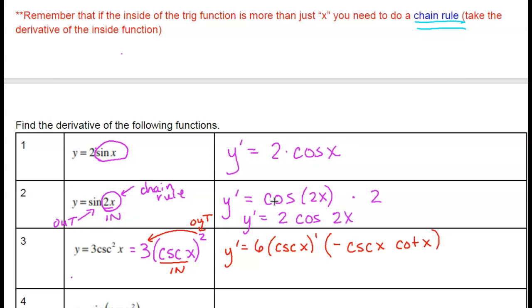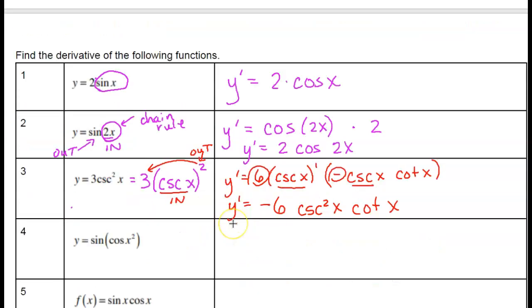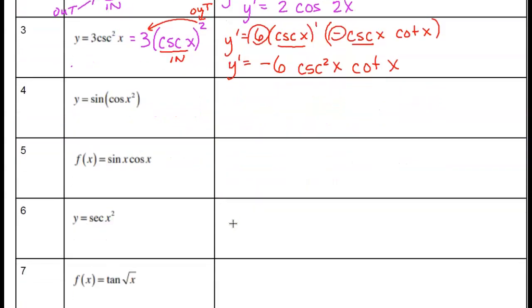All right. And now we just clean up what we can. There's not much, but I can take this negative and multiply it by the 6. And then I do have 2 of those, so we're going to put those back together. And so it's kind of odd. Wait, the derivative of 3 cosecant squared x is negative 6 cosecant squared x cotangent x. I don't try to make sense of these derivatives. I just do them. Okay?